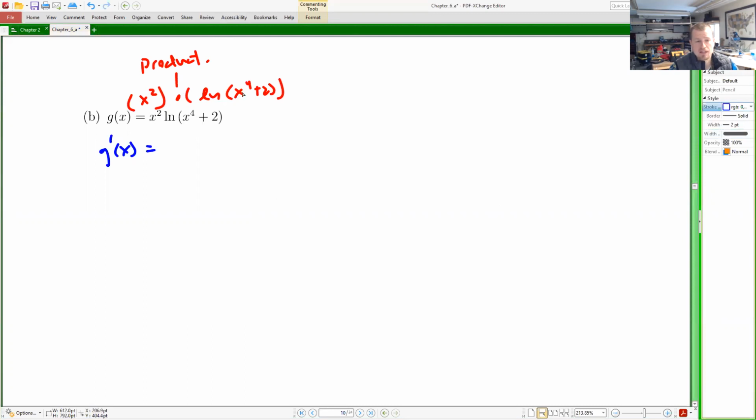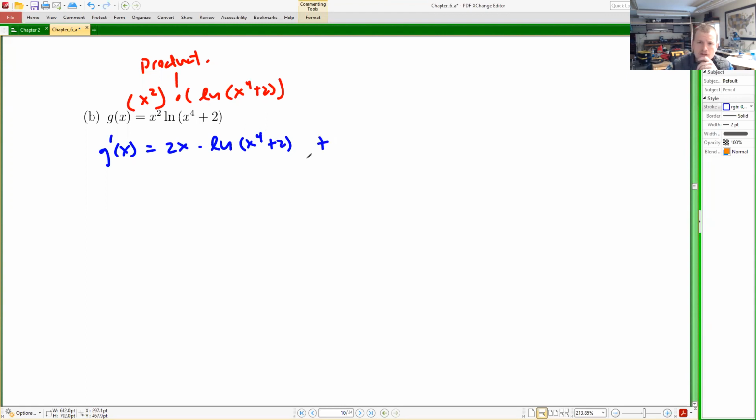It happens to be that the natural log is one of those functions. So the product rule says take the derivative of one of them, multiply by the other, and then take the derivative of the other and multiply by the original one. So that maybe is confusing in terms of words, but what I'm trying to say here is we take the derivative of the first, 2x, multiply by the second, natural log of x to the 4th plus 2. And then we add.